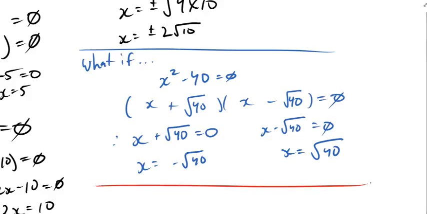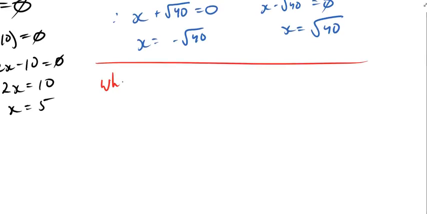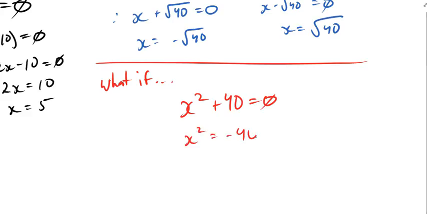Okay, another what if. You don't have to write this down. I told you this is a lot of thinking today, a lot of asking questions like what if. So I'm going to change the question a little bit. What if it was x squared plus 40 equals 0? We'll just isolate. x squared equals negative 40. x equals plus or minus the square root of negative 40. What's going on here?